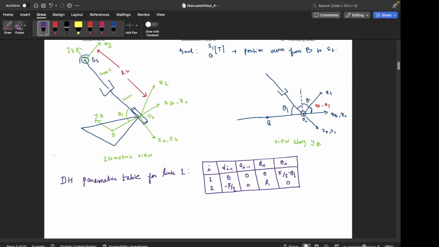Just a second, this alpha looks a little bit awkward. Right, I think I confused it with d. This is alpha, so I will explain again. The first is the link twist, that is alpha. Since z0 and z1 are coincident, alpha 0 is 0. Then we have a0. a0 is also 0 because z0 and z1 are coincident. Then we have di. di is basically the distance between x0 and x1. Again, x0 and x1 are intersecting, so that is also 0.